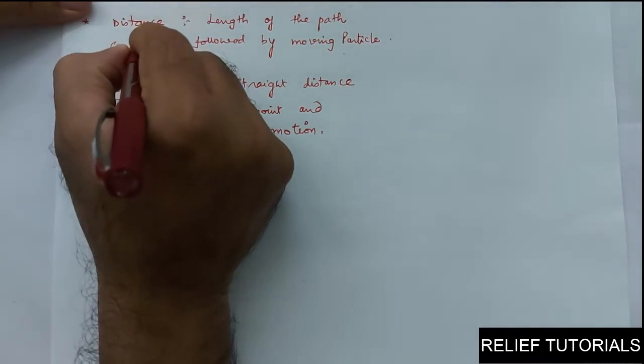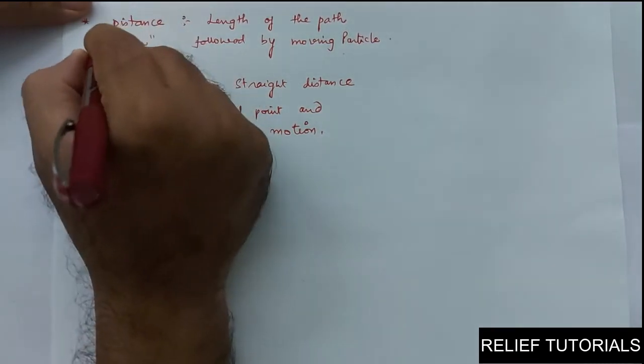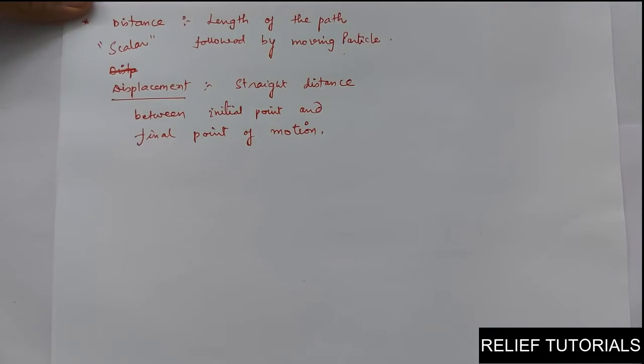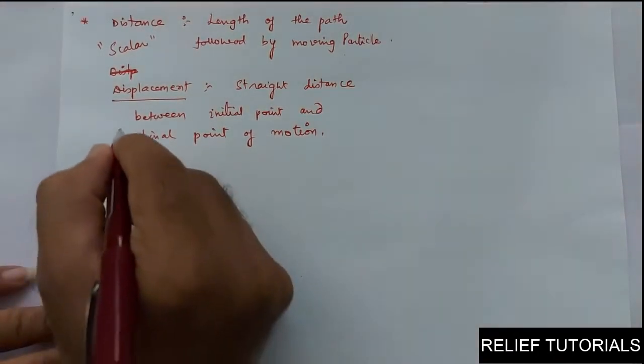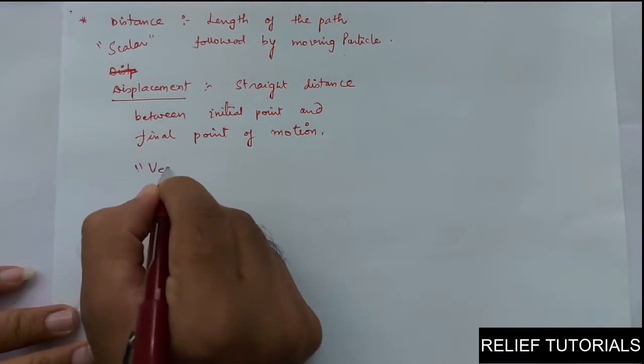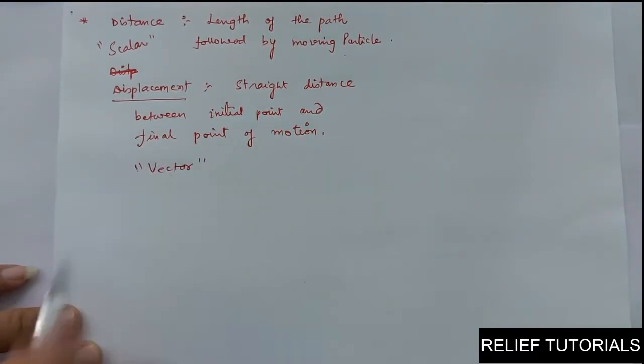Distance is a scalar quantity. It requires only magnitude for complete explanation, while displacement is a vector quantity. While giving the answer of displacement, you have to describe the direction for the complete explanation. One or two examples we have discussed earlier. Let us see some more.